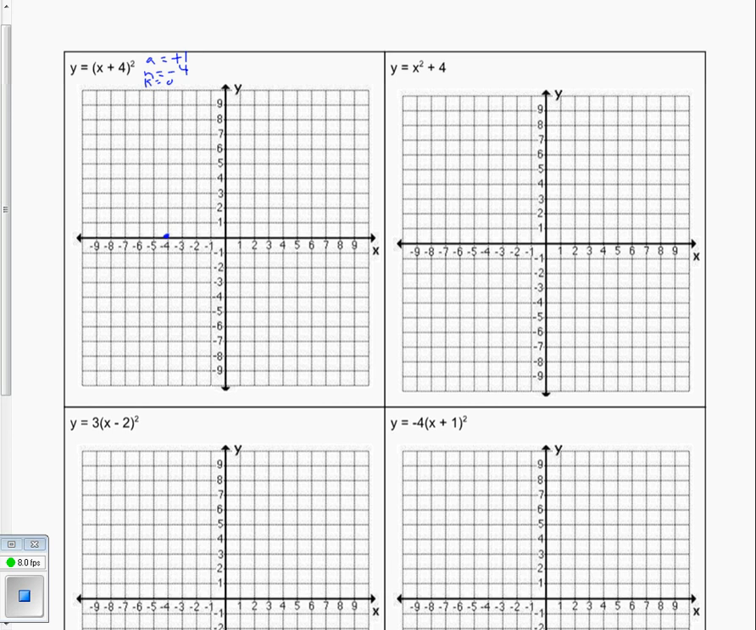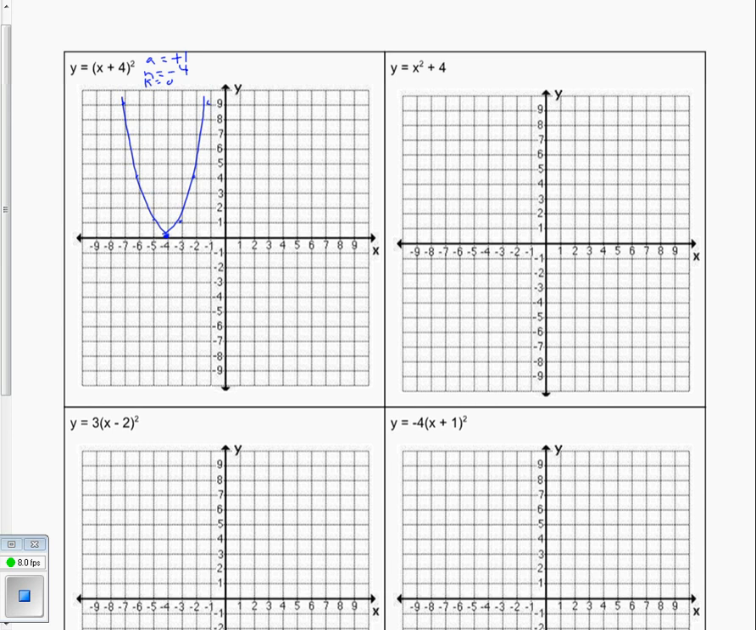But because the a value is positive 1, our step pattern will still apply. It still goes over 1, up 1, over 2, up 4, over 3, up 9. Okay. So the a value always determines the shape and the direction of opening. The h value always determines the horizontal position. The k value determines the vertical position.